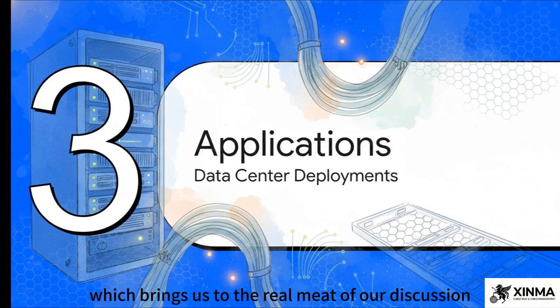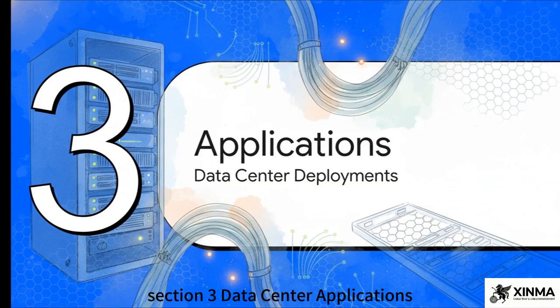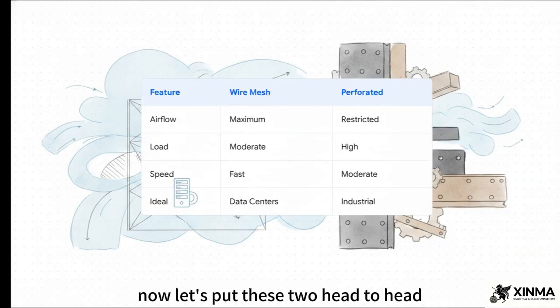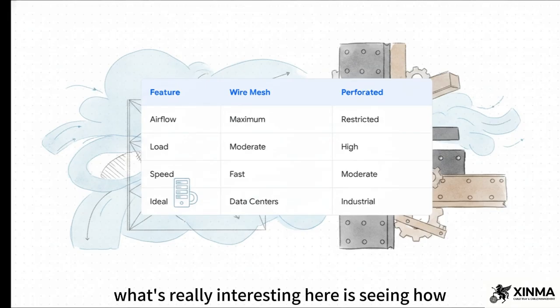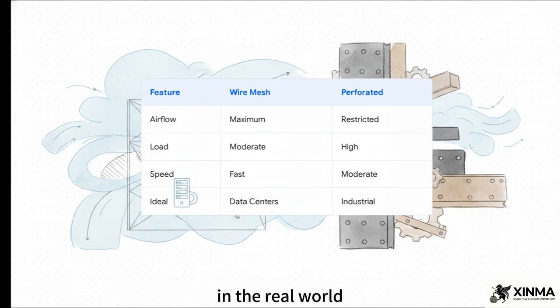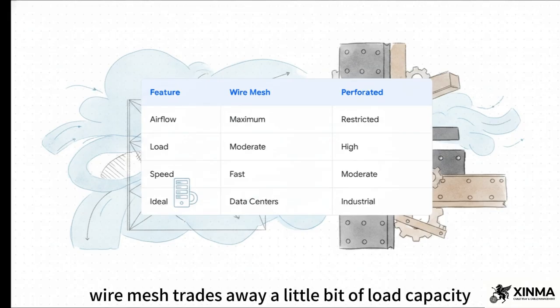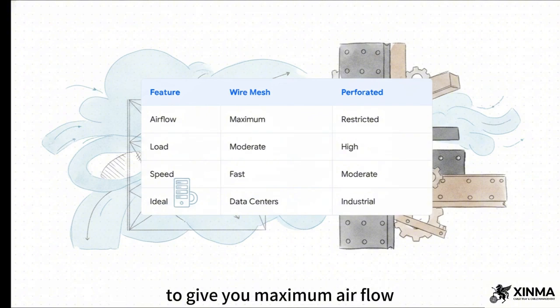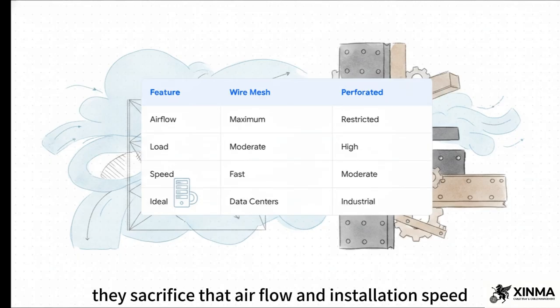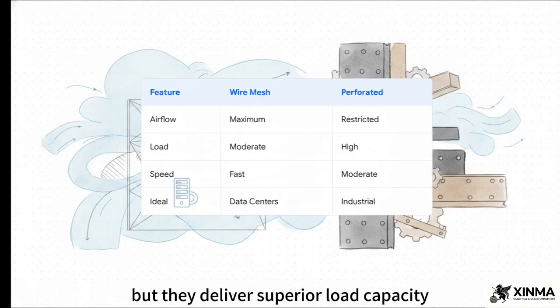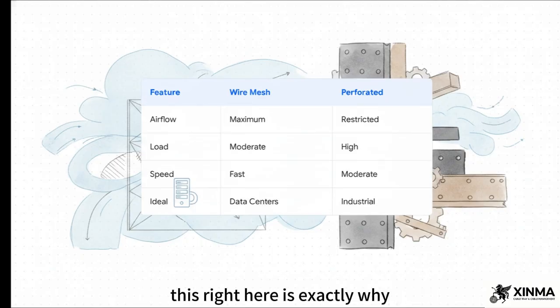Which brings us to the real meat of our discussion, Section 3, Data Center Applications. Now let's put these two head-to-head. What's really interesting here is seeing how these operational metrics diverge in the real world. Wire mesh trades away a little bit of load capacity to give you maximum airflow and really rapid installation. Meanwhile, perforated trays sacrifice that airflow and installation speed, but they deliver superior load capacity. This right here is exactly why you see specific trays dominating specific zones in your facility.